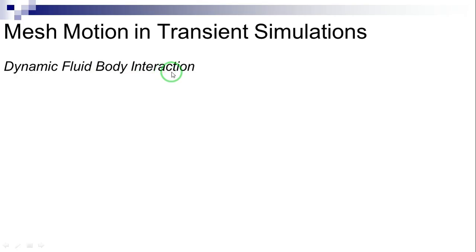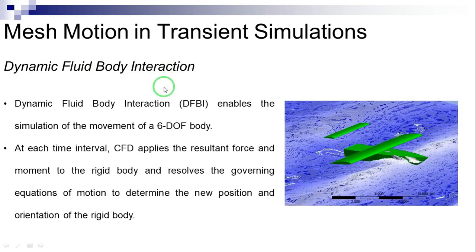Dynamic fluid body interaction. Dynamic fluid body interaction, also referred to as DFBI, enables the simulation of the movement of a 6 DOF body, incorporating the displacements and rotations derived from specified mechanical and multiphysics interactions. At each time interval, CFD applies the resultant force and moment to the rigid body and resolves the governing equations of motion to determine the new position and orientation of the rigid body.